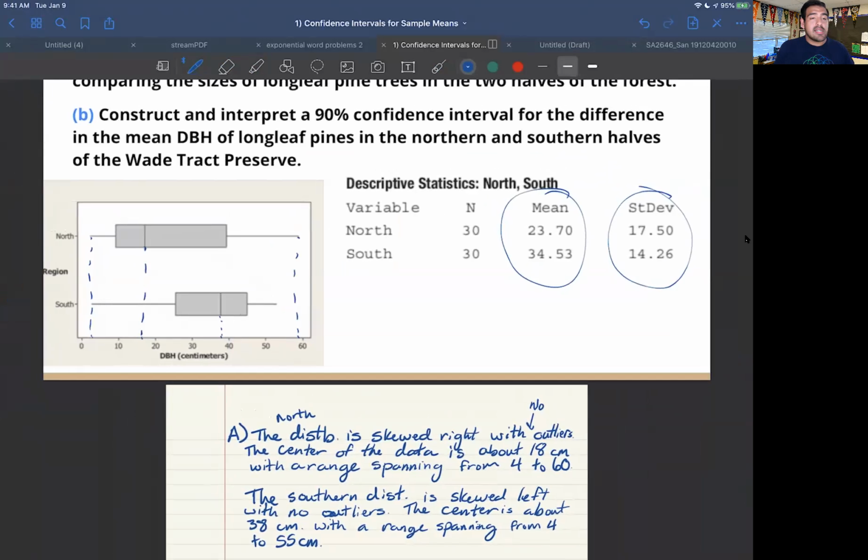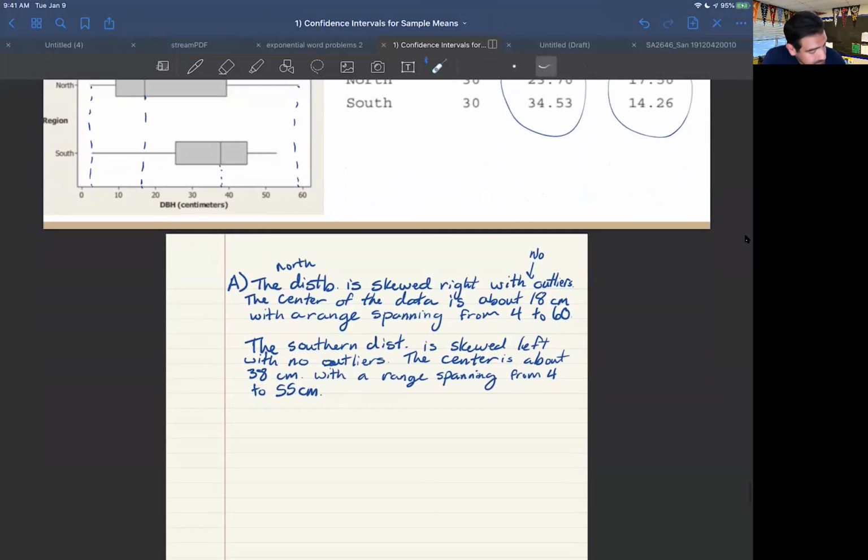B says, construct and interpret a 90% confidence interval for the difference in the mean DBH of longleaf pines in the northern and southern halves of the Wade Tract Preserve. So I need to determine, do I want to do north minus south or south minus north? If I look, south is actually greater than north. So just to make sure that I'm dealing with a positive confidence interval, I'm going to do south minus north, right? If I did north minus south, I'd get the same answer. It would just be inverted. It would be negative. So let's do south minus north.